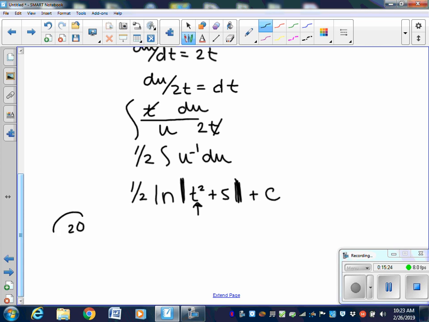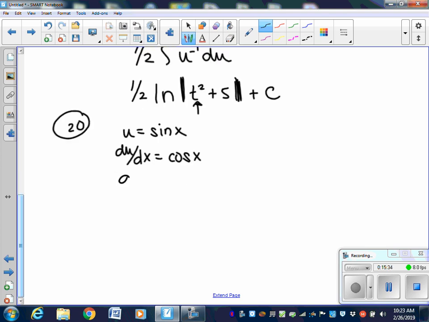Number 20, I'm going to let u equal the sine of x, so du/dx equals the cosine of x, so du divided by the cosine of x equals dx. Again, use substitution, there's a 6, I'm going to bring it out. In place of the sine of x, I'm going to put a u, so it's going to be u to the third.